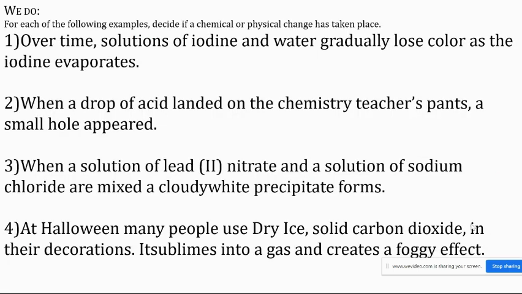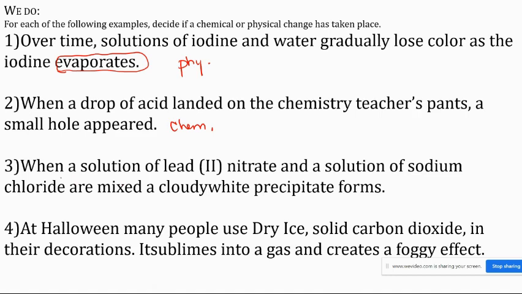All right. Chemical or physical change. Over time, solutions of iodine and water gradually lose color as the iodine evaporates. There's your key word right there. Physical change. This is a phase change. Good. When a drop of acid landed on my pants, a small hole appeared. Chemical.